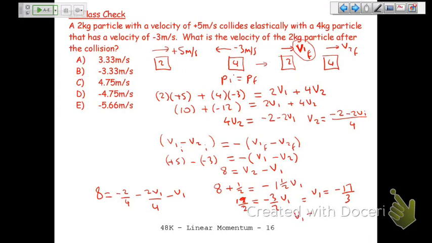So V1 is equal to minus 5.66 meters per second. Can I just double check on that last bit? So let's have a look. I substituted in. 5 minus minus 3 is that. So 8 is that. So 8 equals minus 2 over 4. I think that's right. Is that right? Oh, the answer's there, so it must be right. Yeah, sure. Okay.